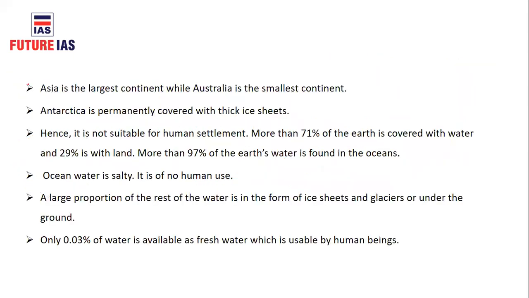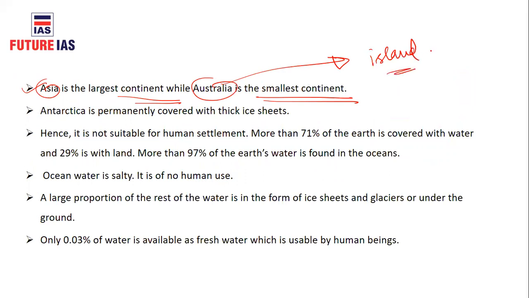Among the continents, Asia is the largest, while Australia is the smallest. Australia is also known as the island continent, because it is well qualified to be called an island, but because of its bulk it is counted among the continents, as the smallest continent. So it is sometimes called an island continent, because it corresponds well to the definition of an island.